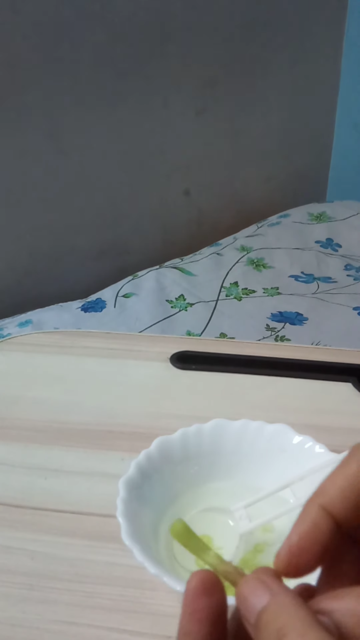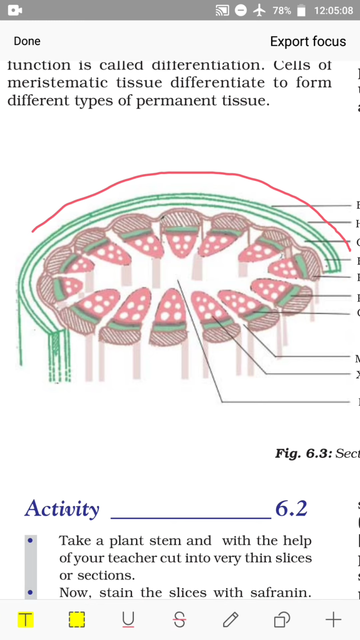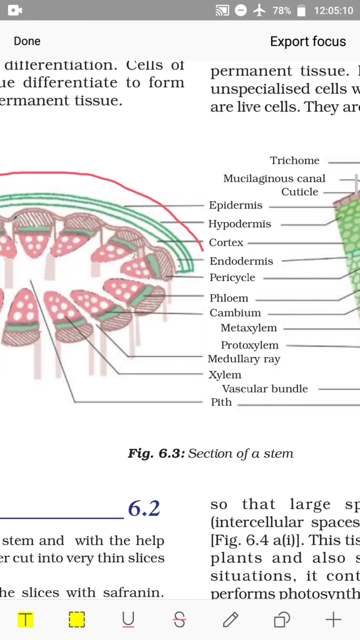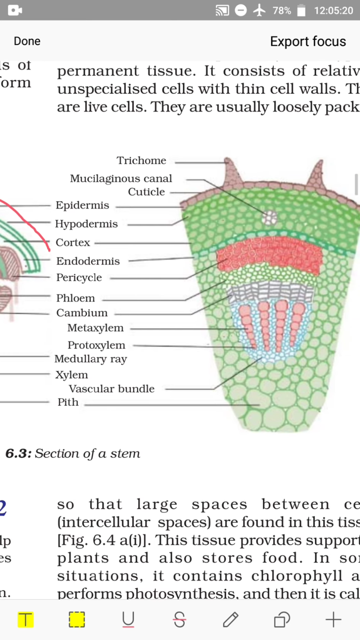Now what are we going to see? So what do we see? It is a section of a stem. If a part of the section is enlarged, we see layers of different types of cells. See this part which is enlarged, and we see different layers of cells.